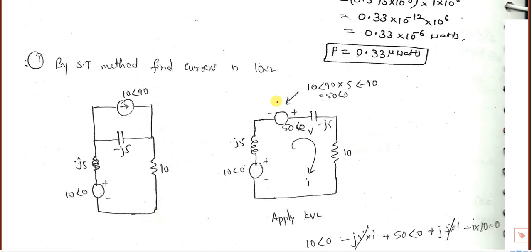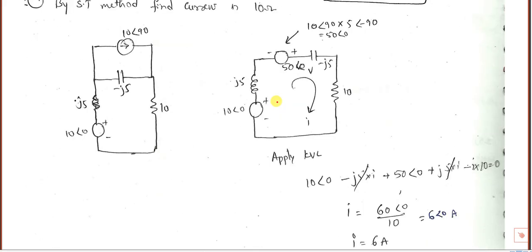Last problem. This is a question paper problem. By using the source transformation technique, ST method means source transformation, find the current through 10 ohm. This is asked for 4 marks. So this is a practical current source and this is a practical voltage source. You have to find the current through 10 ohm.